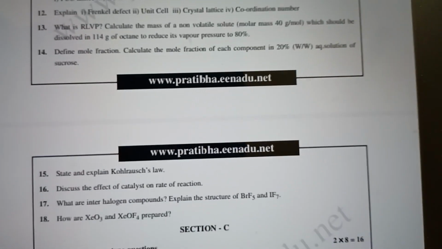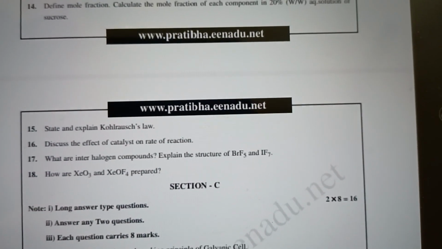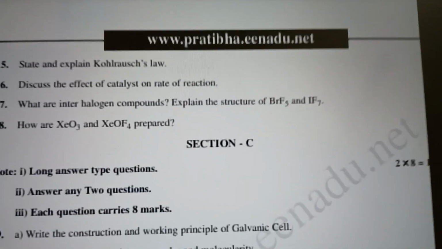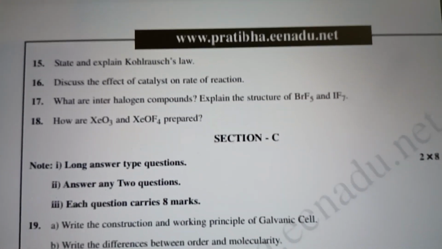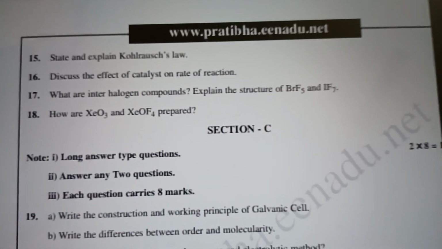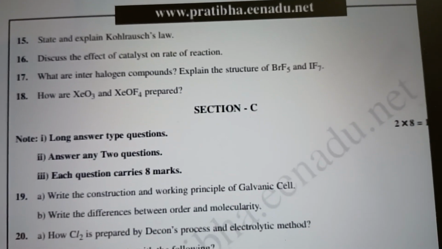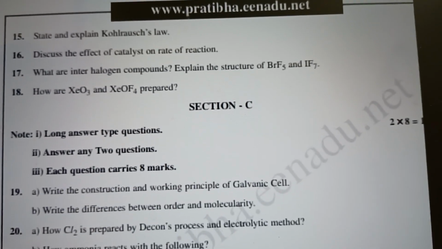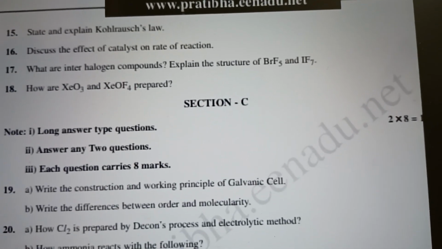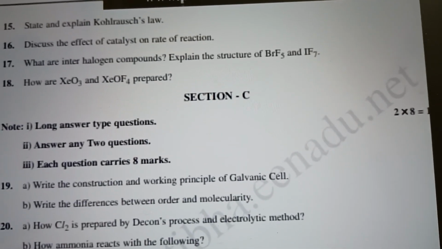Next, state and explain Raoult's law. Discuss the effect of catalyst on rate of reaction. What are interhalogen compounds? Explain the structure of BrF5 and IF7. How are XeO3, xenon trioxide, and XeOF4 prepared? Okay, that's section B.